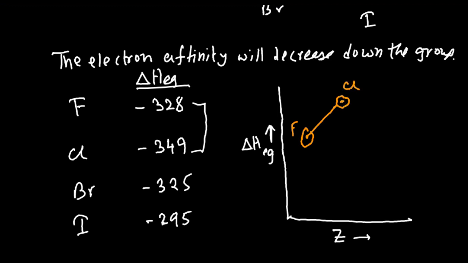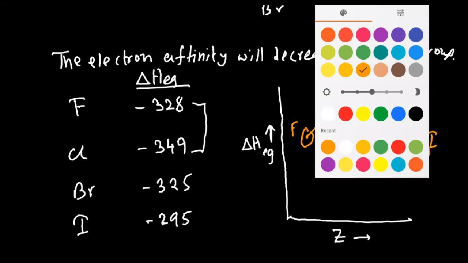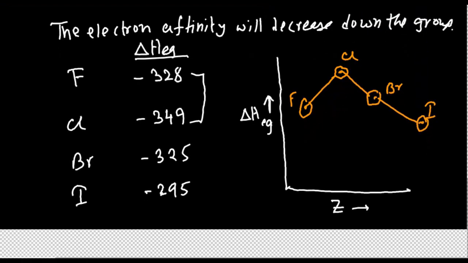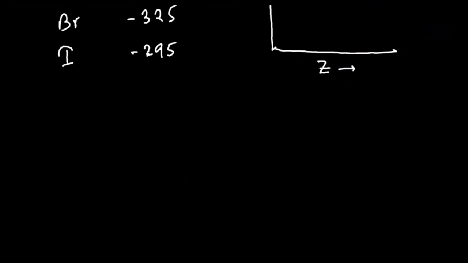Okay. For bromine, it will go down. And for iodine as well, it will go down. So what is the reason behind the increase in electron gain enthalpy from fluorine to chlorine? Okay, this we have to understand.